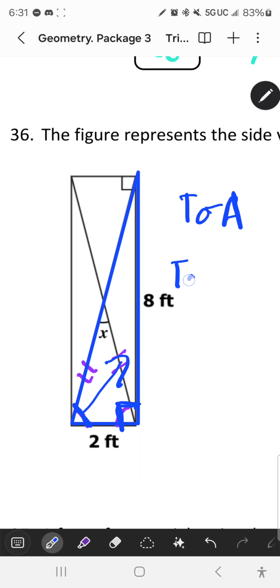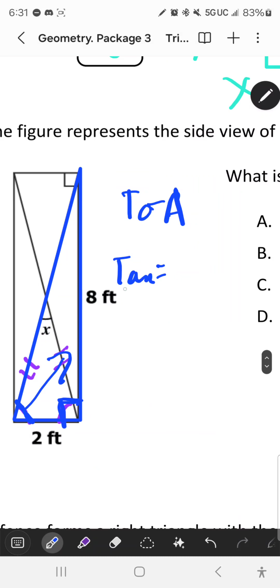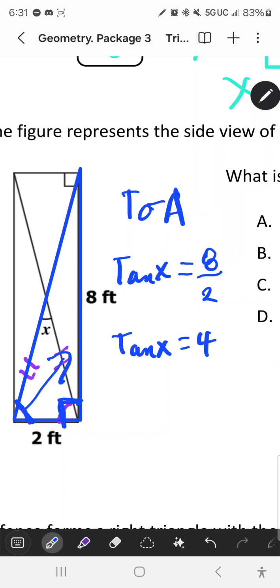I can say that the tangent of an angle x equals the opposite over the adjacent. So I could say that the tangent of angle x, 8 divided by 2, is 4. The tangent of angle x is 4. Now this correlates to what I said before, the tangent -1. This happens in this situation.